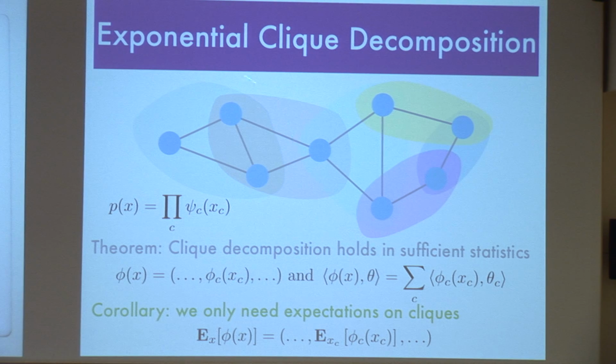Okay, so here we go. That's the Hammersley-Clifford theorem now applied to feature spaces. It basically means that the clique decomposition holds in the sufficient statistics. So phi of x can be decomposed into phi_c of x_c. Why is this useful? Because now, when we take expectations, which we need to do for optimization, we only need to get expectations on the cliques. It also tells you what the kernel needs to look like.